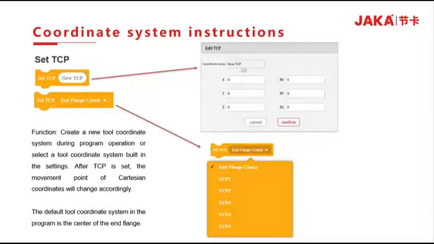In this coordinate system, you can manually input the parameters of the coordinate system and select the TCP command. Click the TCP drop-down list. You can select the end flange center in the list, or the 10th TCP set in the settings. Create a tool coordinate system in a program or set the tool coordinate system established in the settings. After setting TCP, the position of the movement point in the Cartesian coordinate will change accordingly.